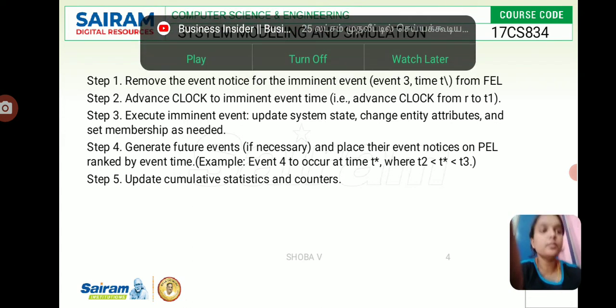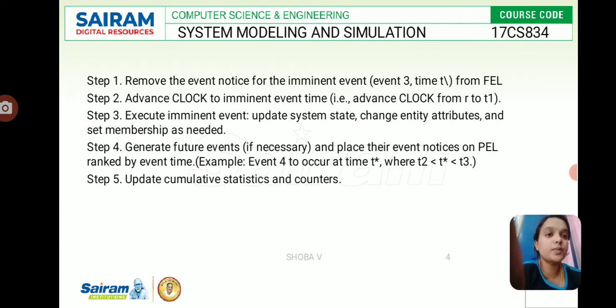First step is to remove the event notice for the imminent event from the future event list. Next step is to advance the clock to the imminent event time, that is, advance the clock from t to t1. Afterwards, after setting the clock at the event time, we can go for execution. Execute the imminent event: in that we can update the system state, change entity attributes, and set membership as needed. If our state is unstable or any other event occurs instantaneously, then we have to update the system state, that is, the system environment. It should not affect any other ongoing process.